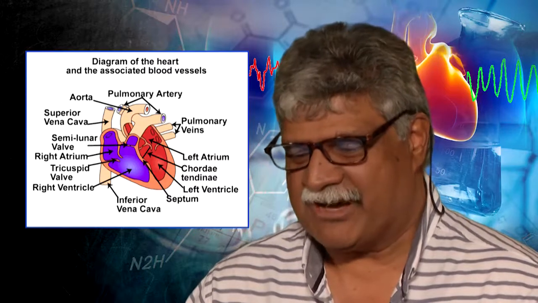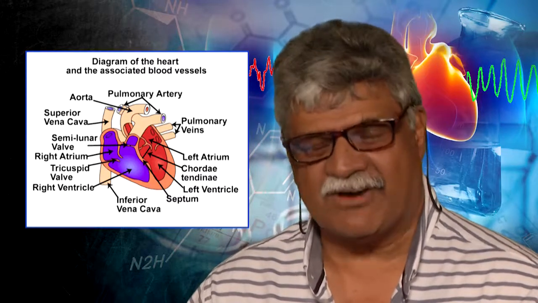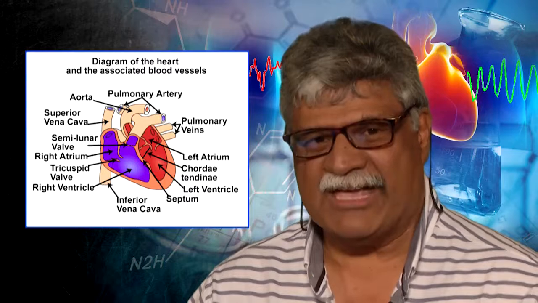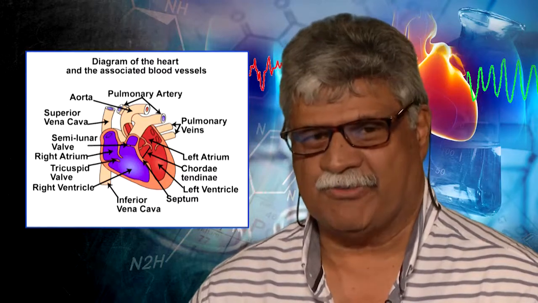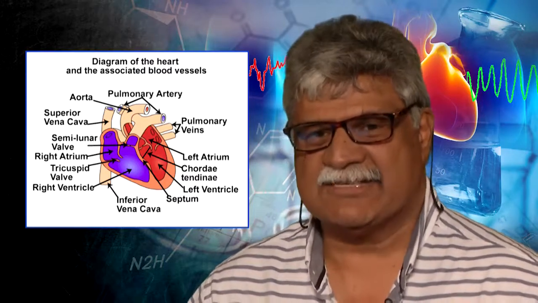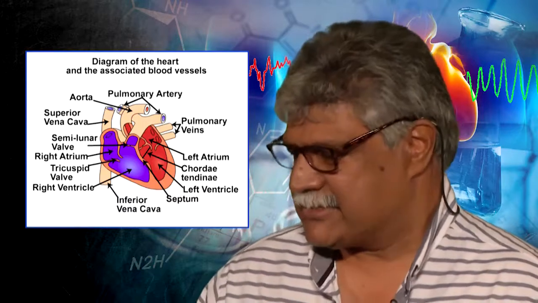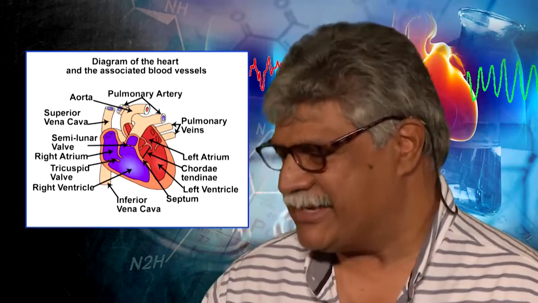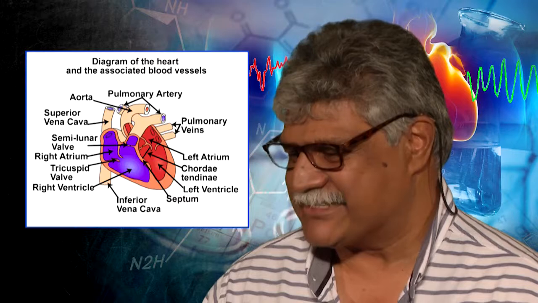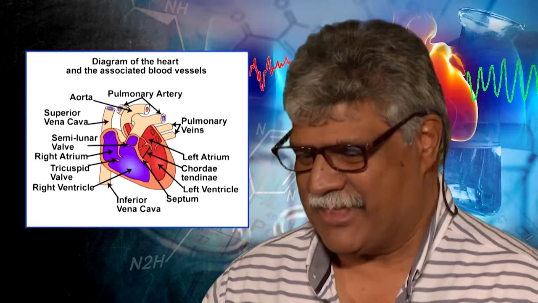Whereas the inferior vena cava, which is below it, brings deoxygenated blood from the veins of the lower parts of your body, your abdomen, your legs and your pelvis. So don't think that superior and inferior means that one blood vessel is better than the other.